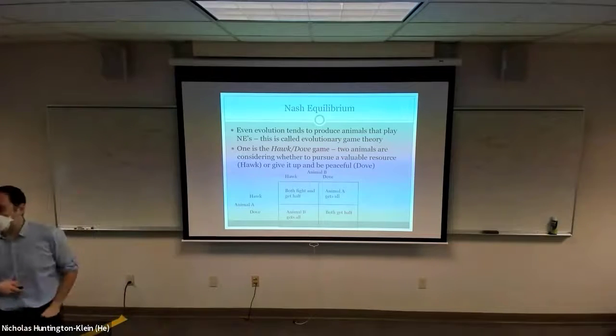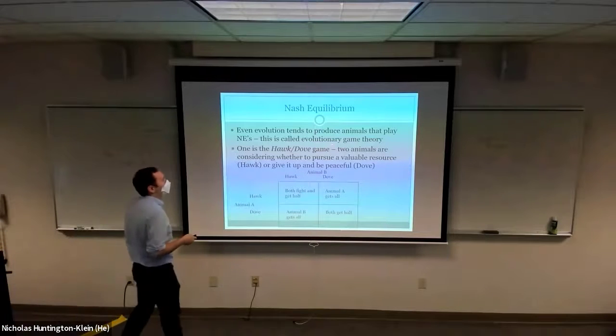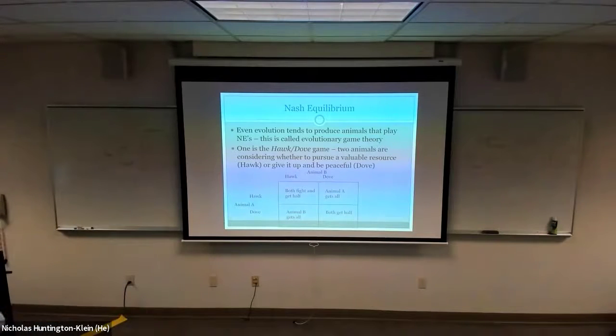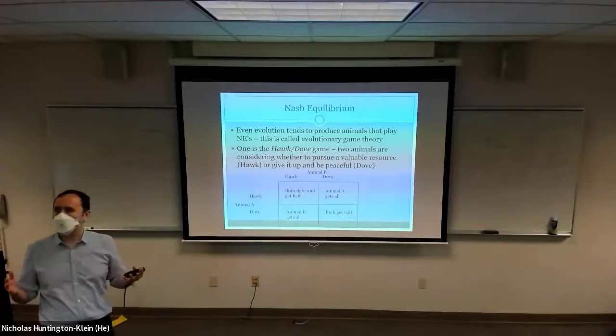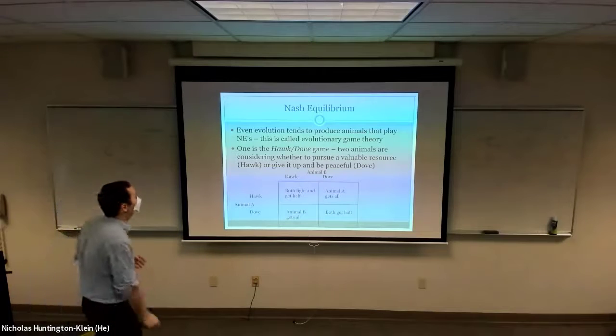Even animals play Nash equilibria. This can be shown pretty clearly. It's something called evolutionary game theory, sort of an offshoot. So it's sort of the animal version of a prisoner's dilemma. It's what's called the hawk-dove game. And this is a bit more complex because the animals aren't really so much choosing what to do as evolving to act in a certain way. But the same idea holds, right?